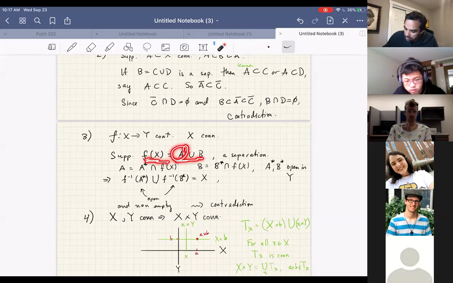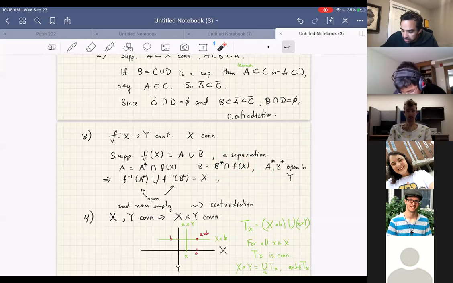So that means A and B are open sets in f of X, which are disjoint, non-empty, and whose union is all of f of X. Since A and B are open sets in the subspace topology of f of X, A is given by intersecting some A star with f of X, and B is given by intersecting some B star with f of X, where A star and B star are open in Y, by the definition of the subspace topology.